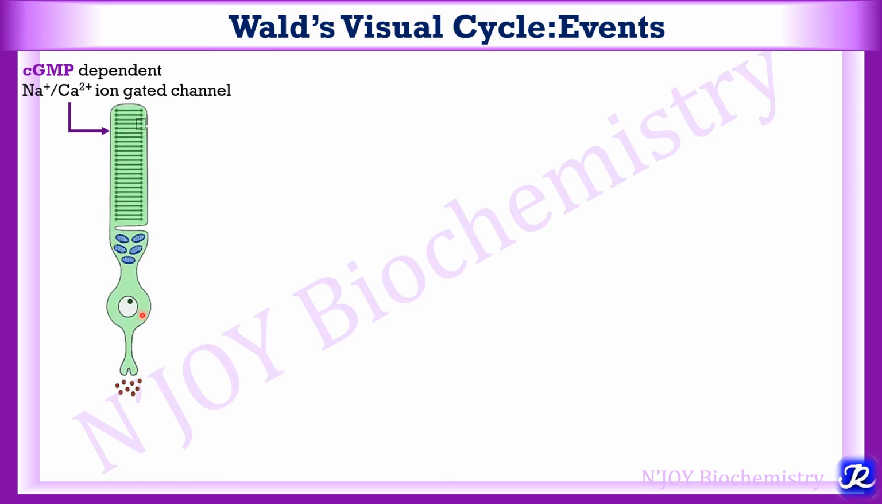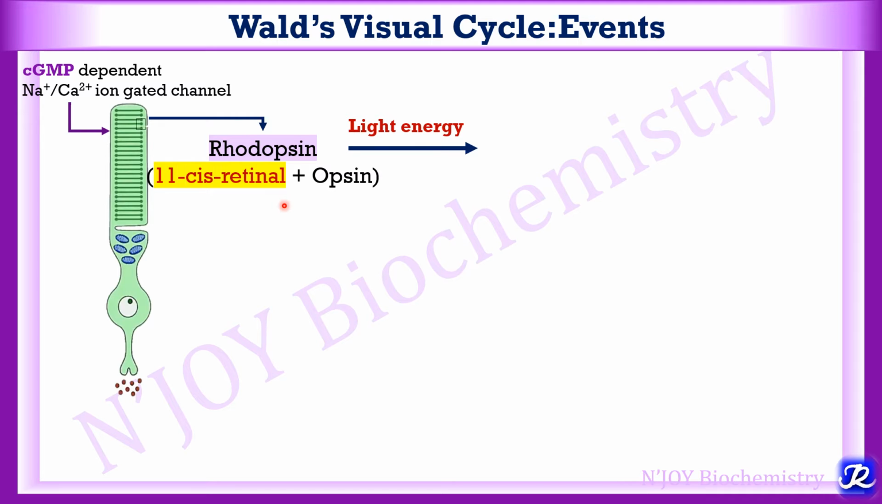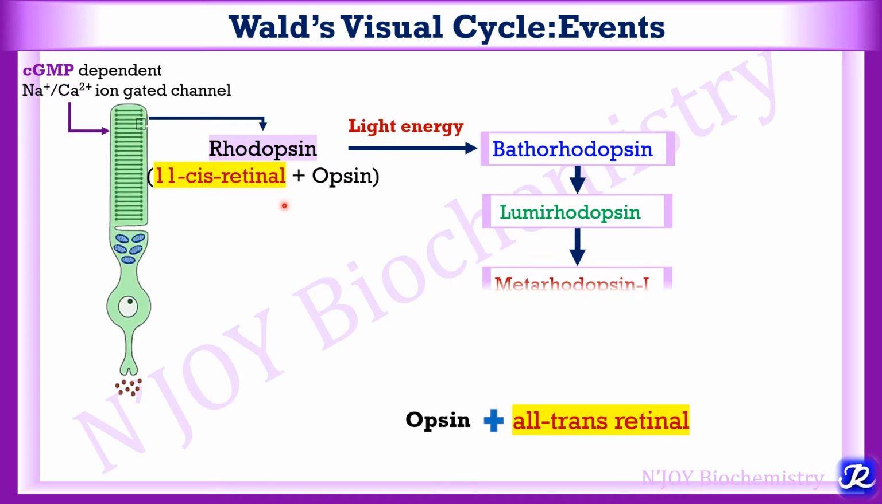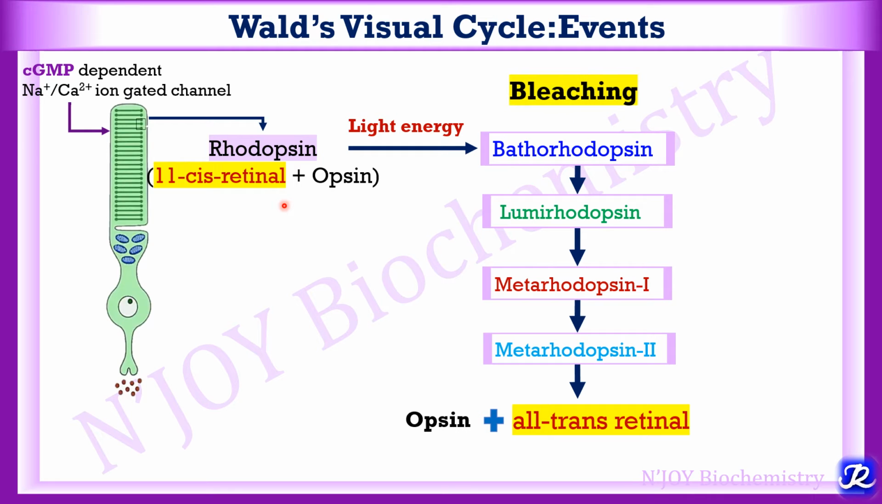This is the rod, this is the outer segment of the rod. It has disc-like structure. This disc-like structure has rhodopsin in it. And it also has cyclic GMP dependent sodium and calcium ion gated channel. This rhodopsin is made up of 11-cis retinol plus opsin. So this 11-cis retinol, on exposure to the light, is isomerized to form all-trans retinol, and there is formation of a series of unstable intermediates like bathorhodopsin, lumirhodopsin, metarhodopsin 1 and metarhodopsin 2. This process is called the bleaching process.